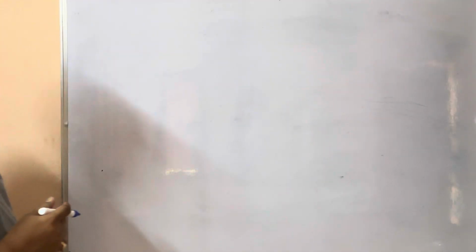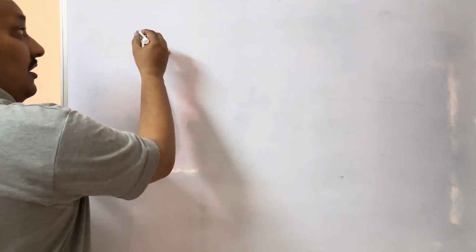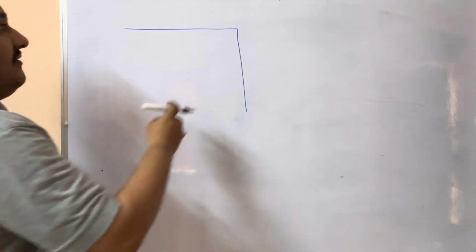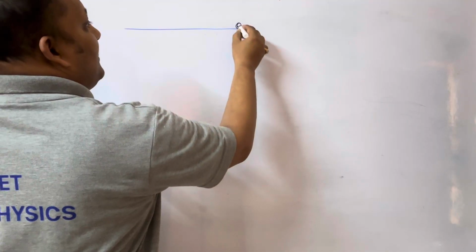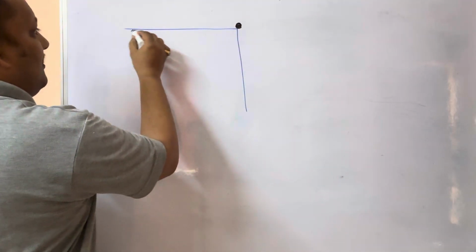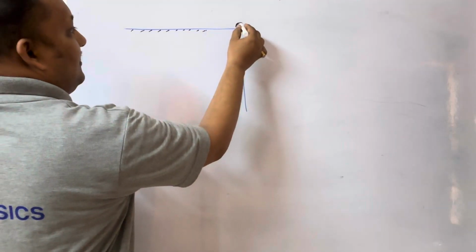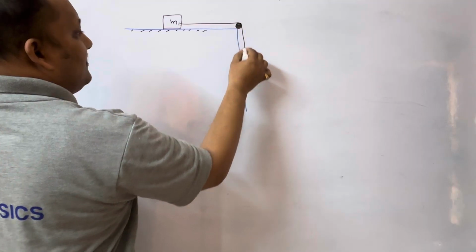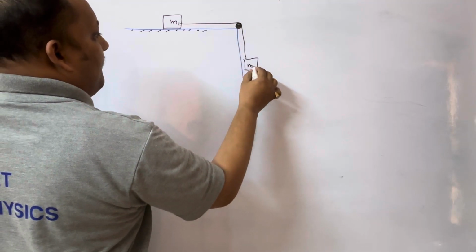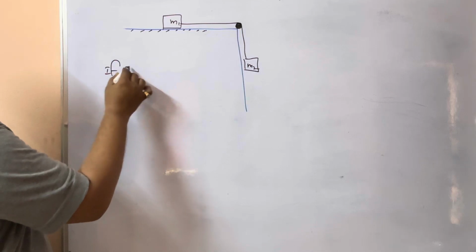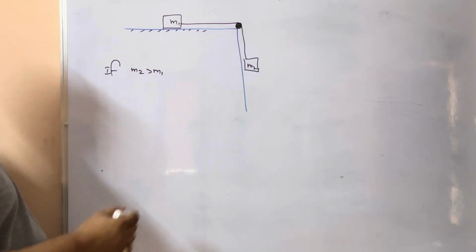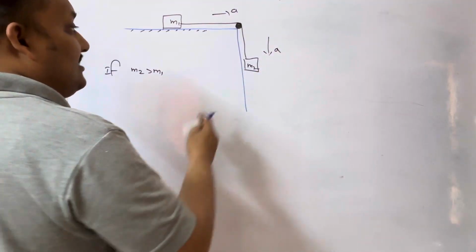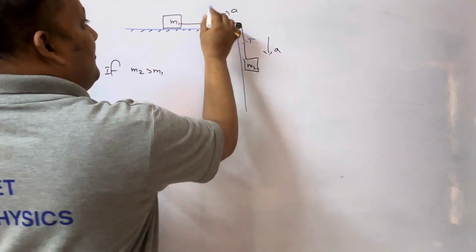In this class, we will discuss the tensional force and acceleration when objects are connected by strings over a pulley on a rough surface. We already discussed this on a smooth surface. If M2 is greater than M1, what is the acceleration and tensional force developed within the string?